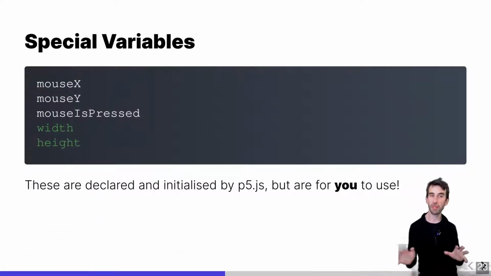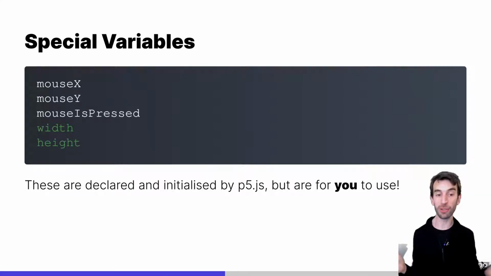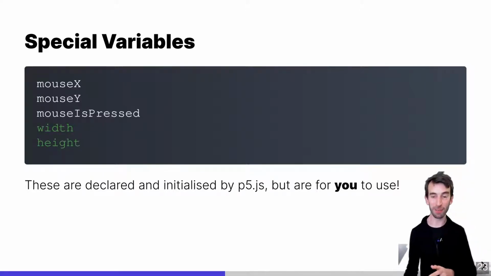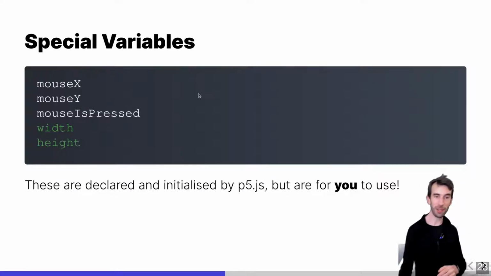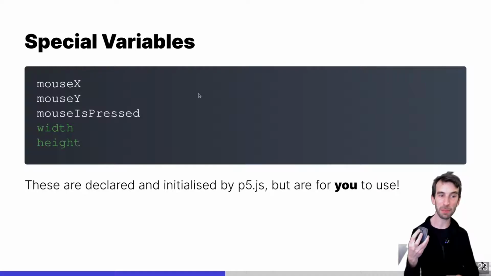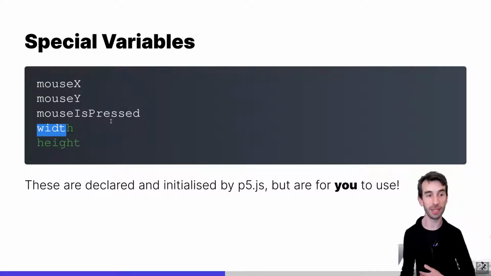And we learned that there were special variables, ones that P5 has already declared and initialized for you, but they're just like other variables. They're here for you to use. Some of those are mouse X, mouse Y, so that you can be interactive with your mouse. Mouse is pressed, so we know when you're clicking down on the mouse button. That's just a Boolean variable. And then width and height, 2 important ones that are the size of your frame that you're working with.